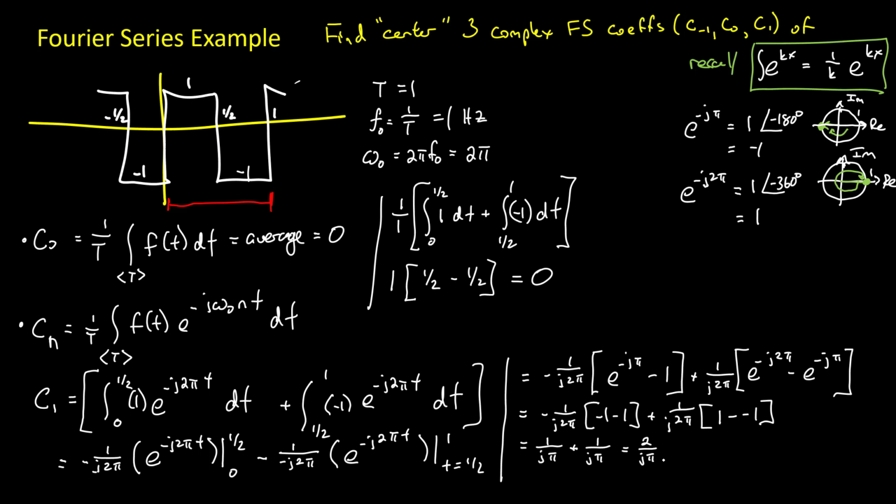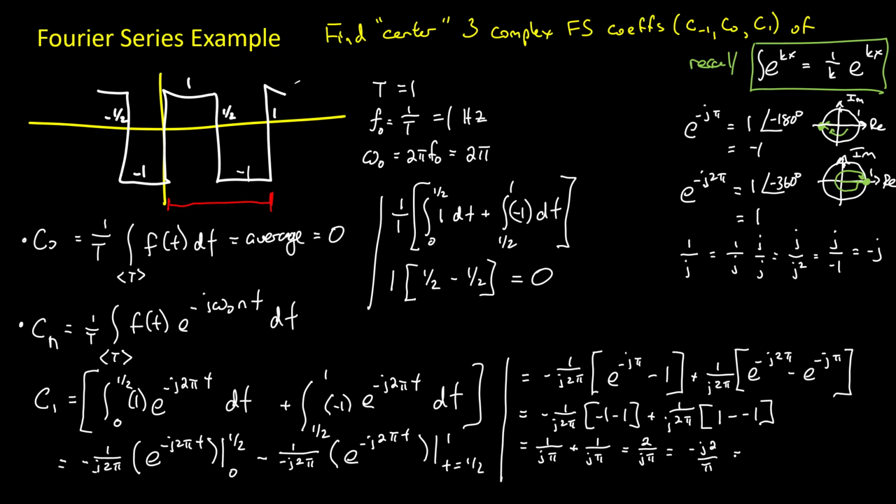And you'll remember that 1 over j is the same thing as minus j. Why is that? 1 over j. You can multiply that by j over j, since j over j is clearly 1. Multiply the top and you get j. Multiply the bottom, you get j squared. But remember, j squared, by the definition of what j is, is negative 1. And so therefore, 1 over j is equal to minus j. So this becomes minus j 2 over pi.